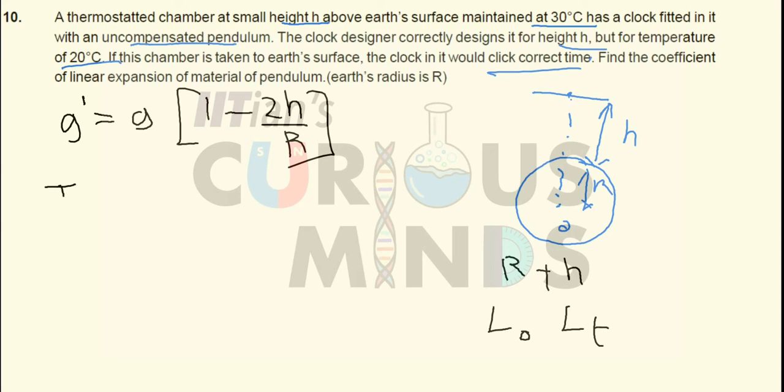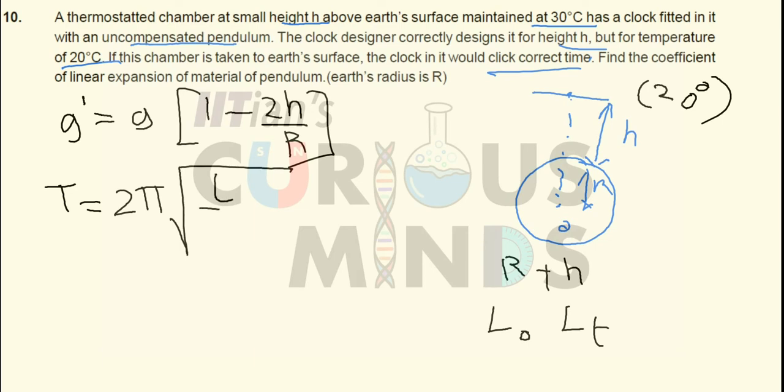Now the time period at this point is correctly compensated at that point. Suppose the temperature was 20 degrees Celsius. Then the time period would be 2 pi root of L naught divided by g dash. This would give me the correct time over here.